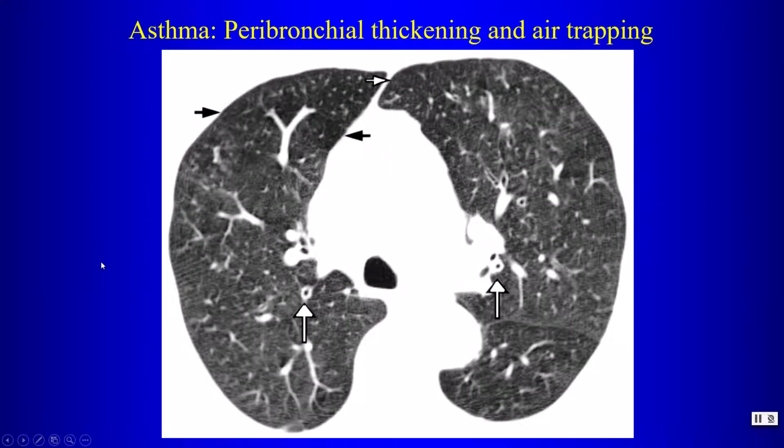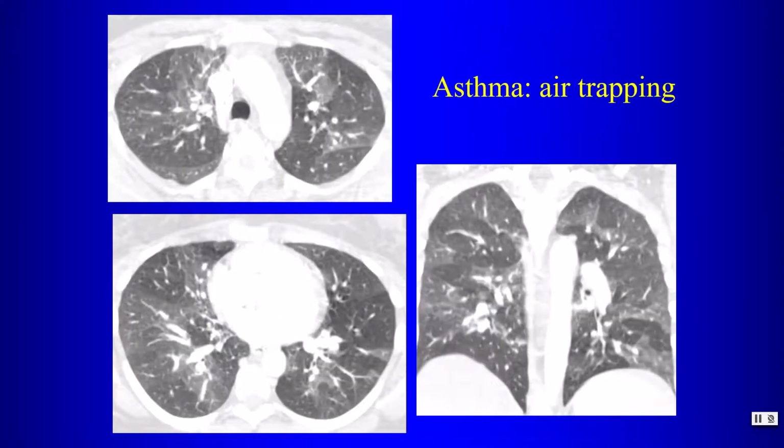And now we can see that also on CT. So here's a nice example. You can see the peribronchial thickening around these small airways here and here. Notice also there's mosaic attenuation, these areas of lower attenuation scattered throughout the lung parenchyma, representing regions of air trapping.